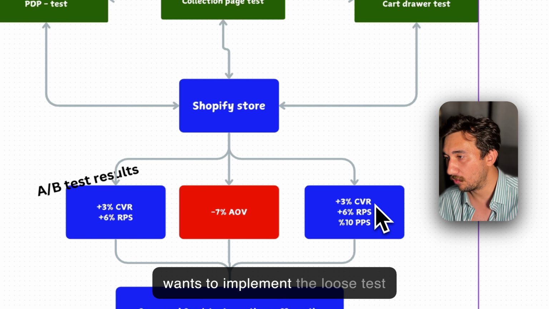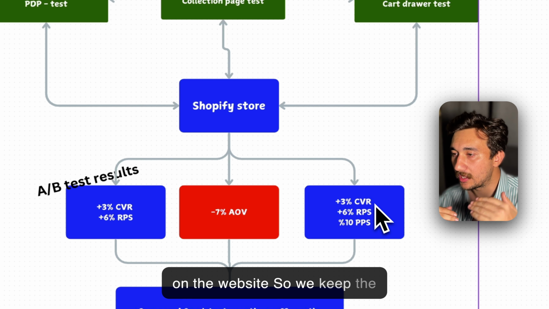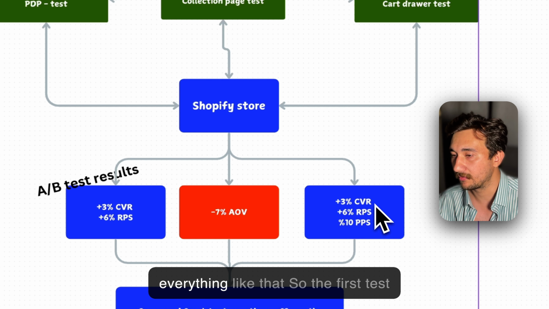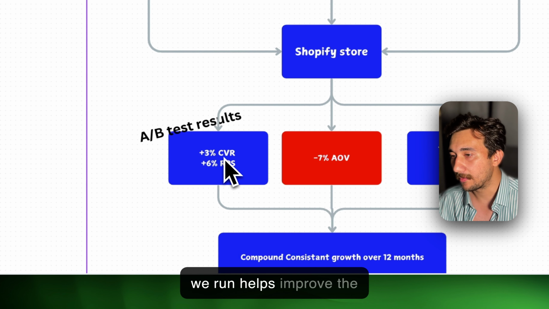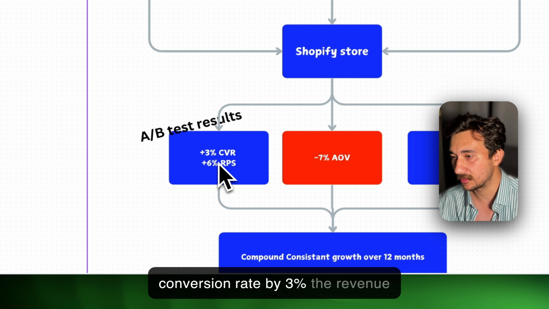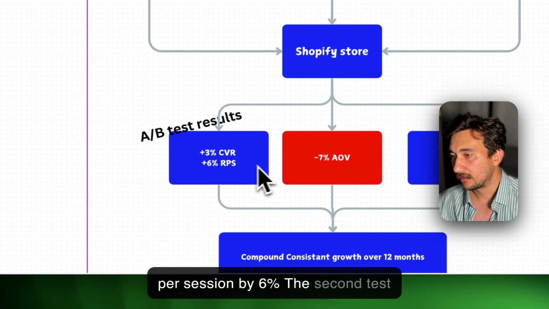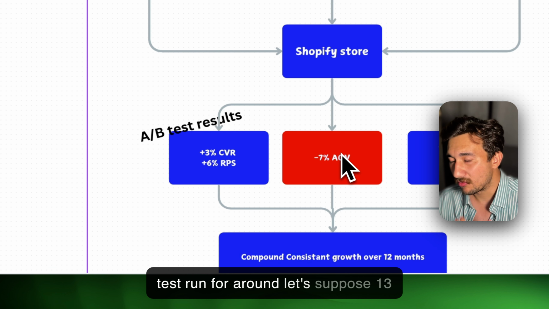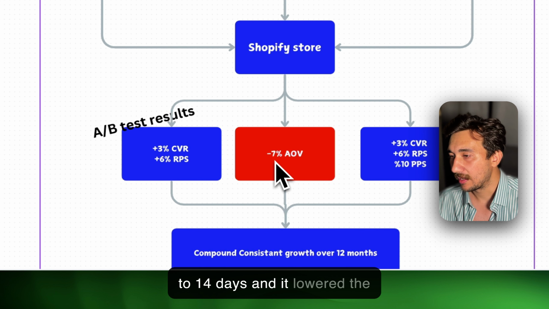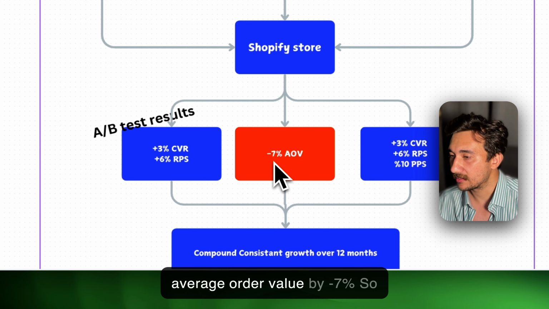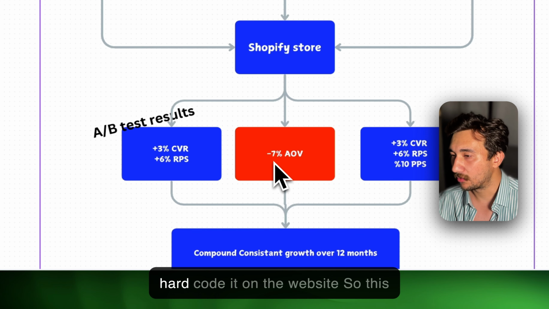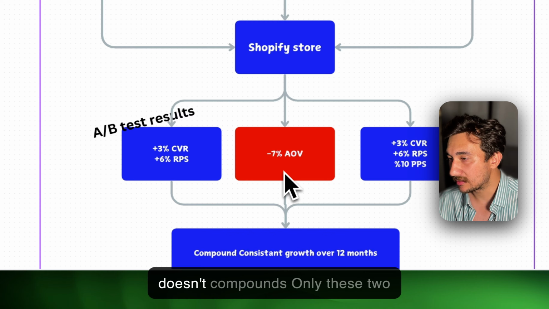Obviously, who wants to implement a losing test on the website? So we keep the losing test and learn from it, like what happened to the average order value and why it lost. The first test that we ran helped improve the conversion rate by 3% and the revenue per session by 6%. The second test, we actually lost; it ran for around 13 to 14 days and lowered the average order value by 7%. So we actually lose some money, but we don't implement it, as we don't hard code it on the website. So this doesn't compound.